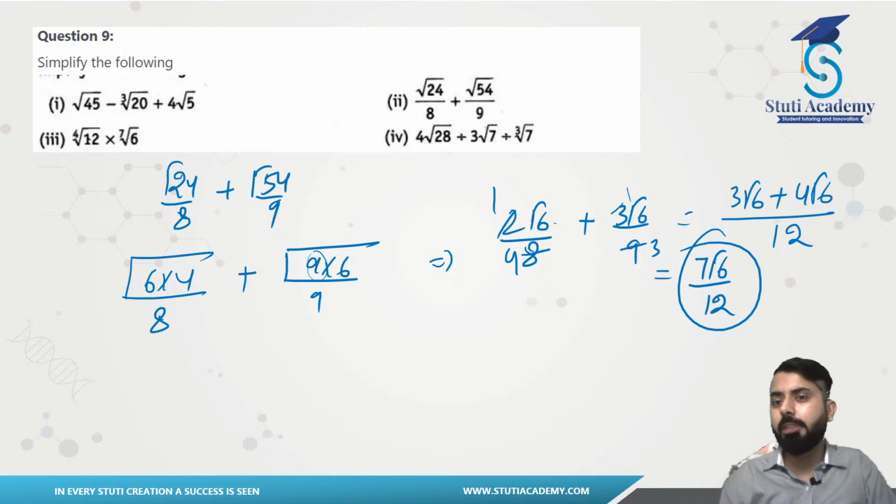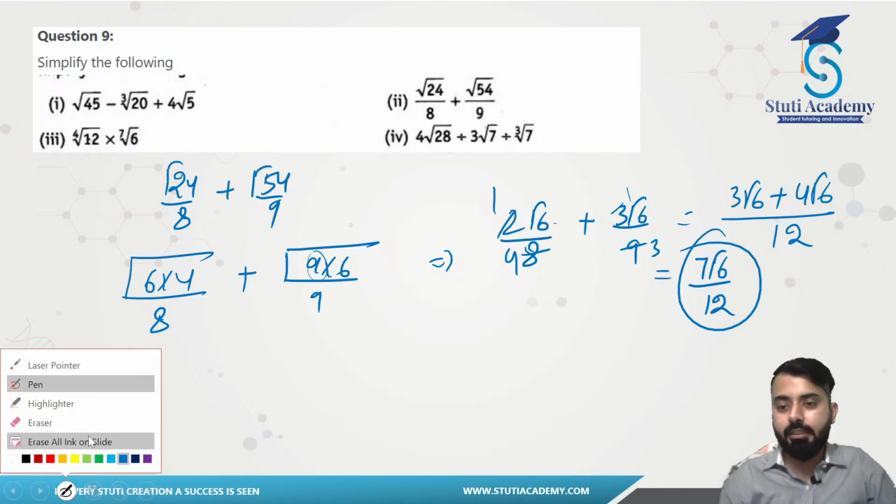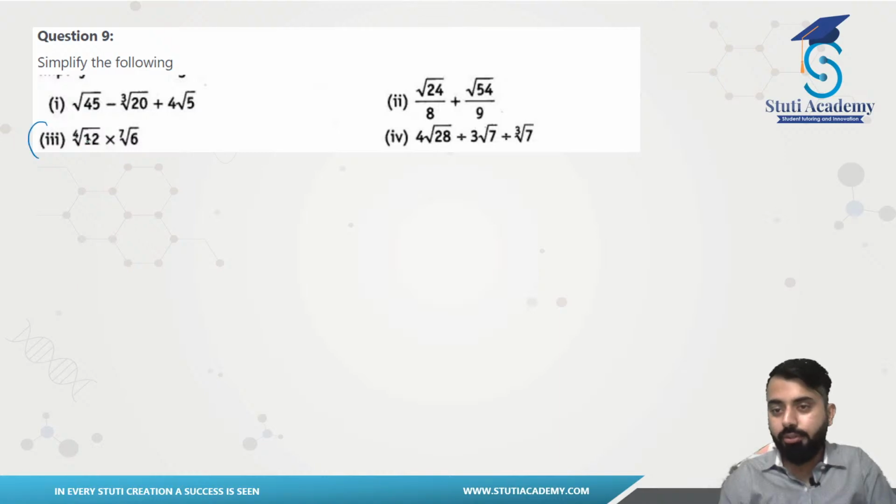This is how you are going to attempt this one. I hope you don't have any doubt in this. So this is how you are going to attempt each and every question. And let's just, these two will be your homework. How you are going to do this one? Just correct the statement. It will be this: 4 square root 12 into 7 square root 6. You guys can easily solve this one. And remember, this is divide here.